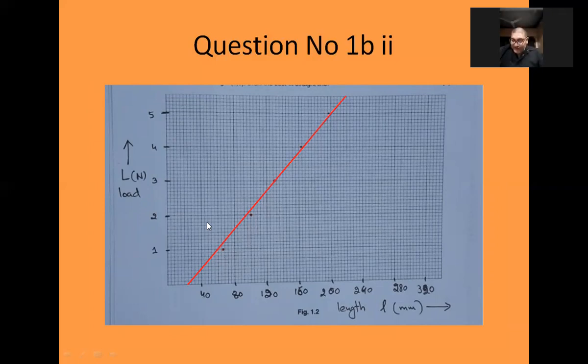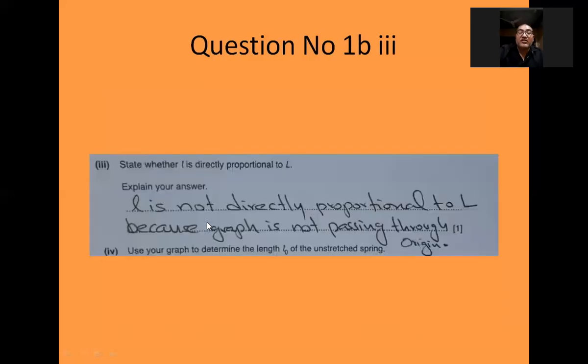Okay, so he's asked us to draw the line of best fit. That was the 4-mark question, question number 1B, second part, so we are done with that question. So let's move to the next question.